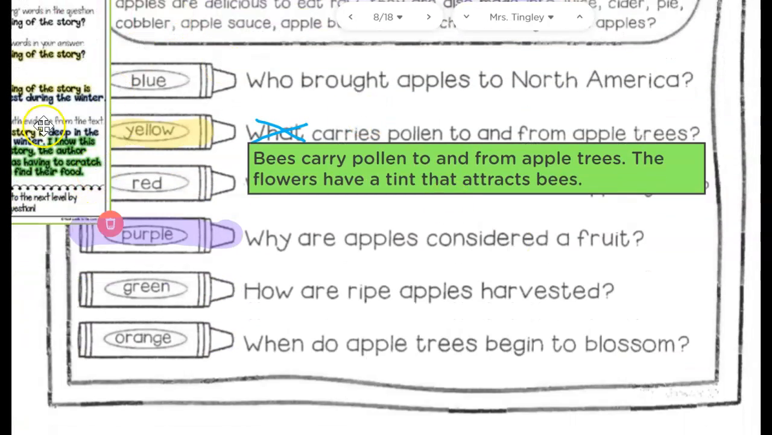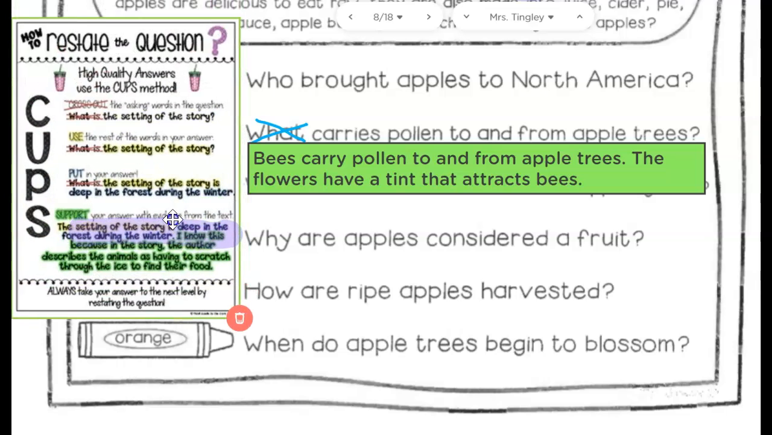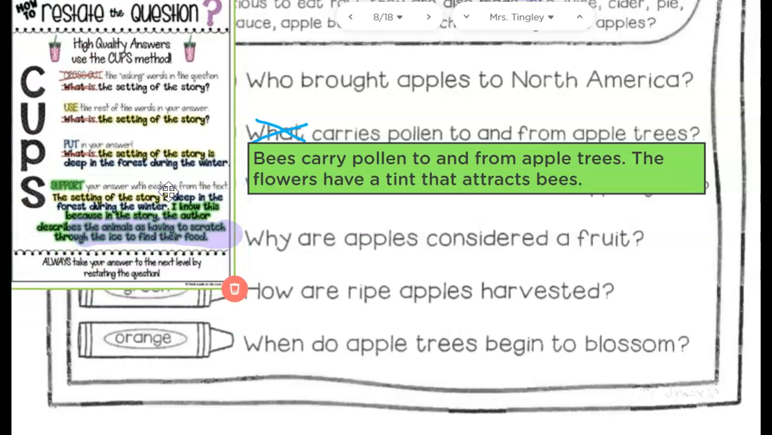All right, let's use CUPS again. Cross out the asking word. Why. Are is another asking word. Why are? Okay, apples considered fruit. Now I can use the rest of the words in my answer.